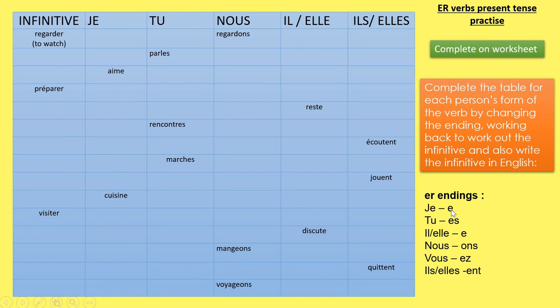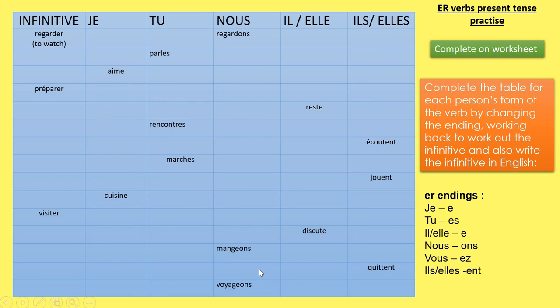He and she, look, is the same ending as I, so regarde. And then they is usually just an NT on the end of whatever the he, she form was, if they're regular, okay, in ER verbs. So fill in that grid. I'm not going through the answers in the lesson now because I want to see how well you are working out your present tense. So you're going to send that to me, okay?